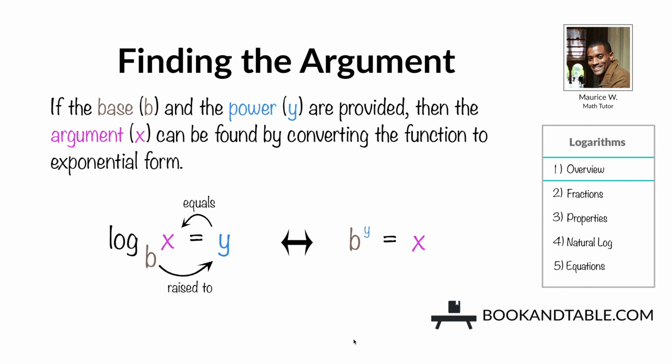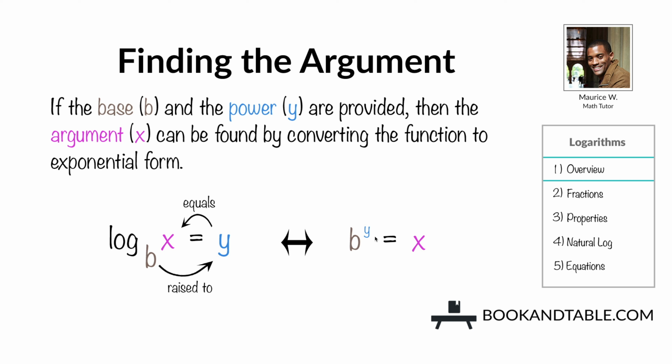Let's now review how we go about solving for the argument of a logarithmic function when we are given the base and the power. If the base, b, and the power y are provided, then the argument x can be found by converting the function to exponential form. So log of base b of x is equal to y. We convert to exponential form by taking our base b, that's raised to a power of y, and that equals x.